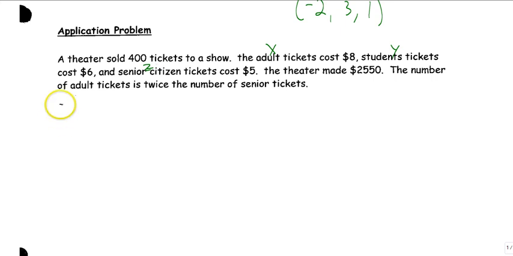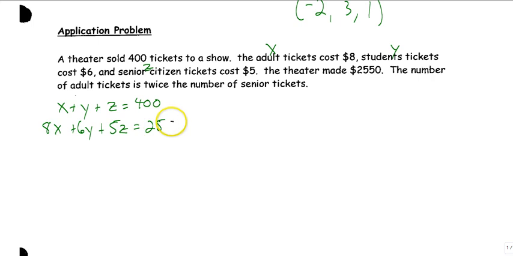Now, we know X plus Y plus Z has to equal 400. That's the first one. You always do one where it adds up to the amount. Second, we do a cost one. The adult tickets cost $8, so 8X plus 6Y for the student tickets plus 5Z for the senior tickets. And we know the theater made $25.50. So that's our second equation.